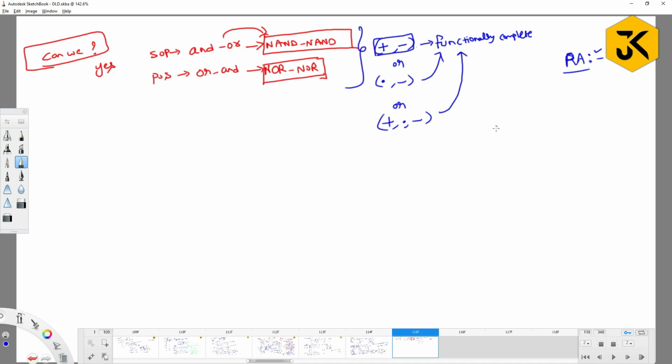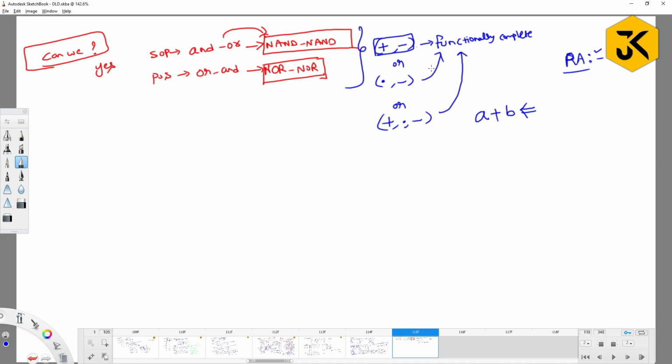See, for example, I want A and B with an OR gate. This is what I require. And I have only dot and not operators. Can I construct that?